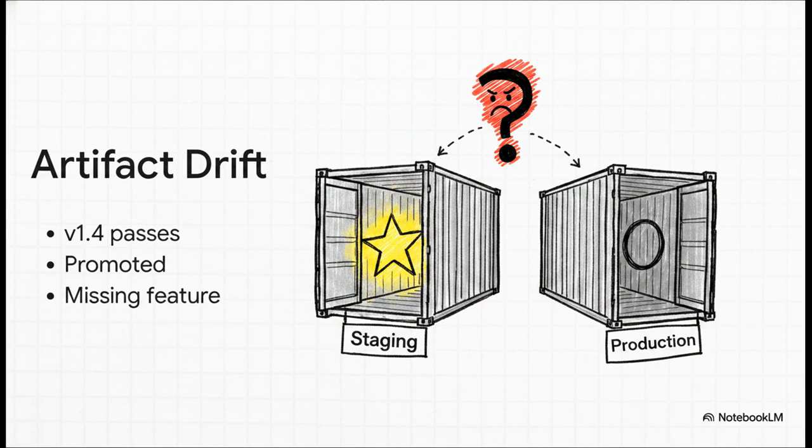Consider a catastrophic case of artifact drift. You meticulously test version 1.4 in staging, and it passes 100% of the checks. You promote version 1.4 to production. The application runs, but the brand new feature you just deployed, it's missing. Both environments display the exact same v1.4 tag, but production is somehow running the old code.